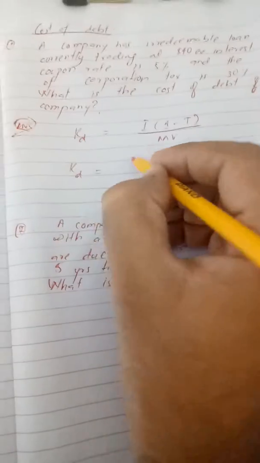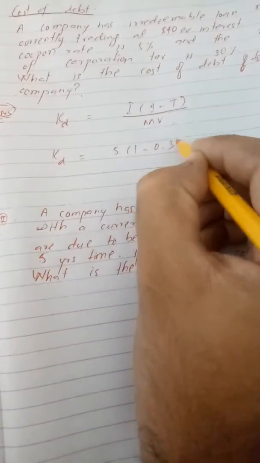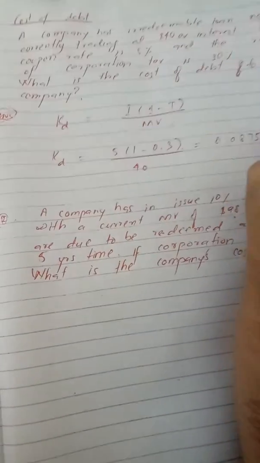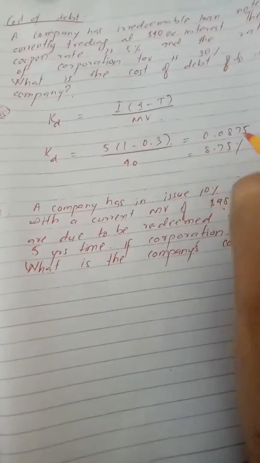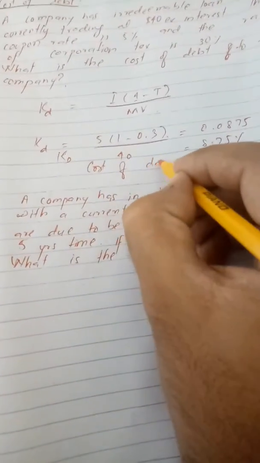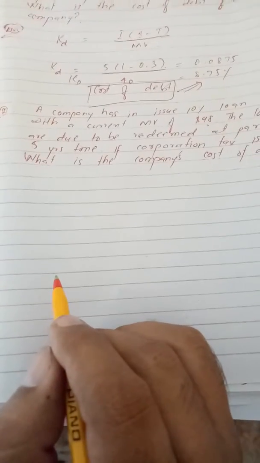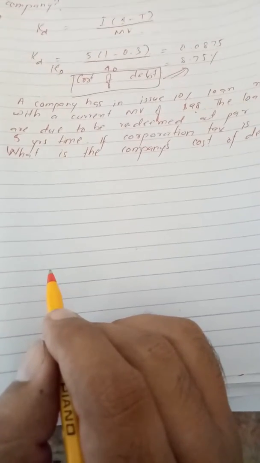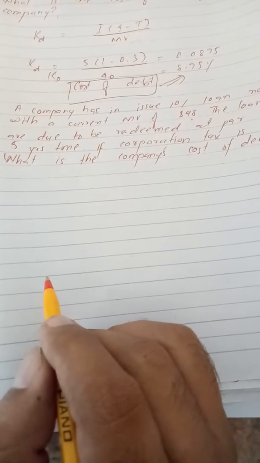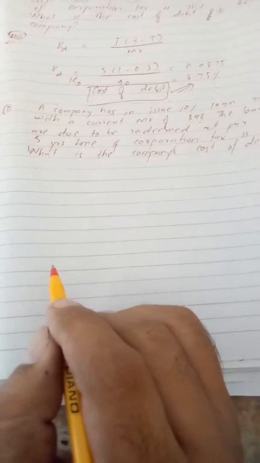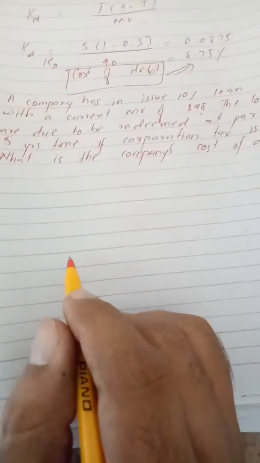So Kd is equal to 5 times (1 minus 0.3) divided by 40, so that would be 0.0875, or 8.75% is the cost of debt in percentage. Talking about the second example, a company has issued 10% loan notes with a current MV of $98. The loan notes are due to be redeemed at par in 5 years' time. If corporation tax is 30%, what is the company's cost of debt?